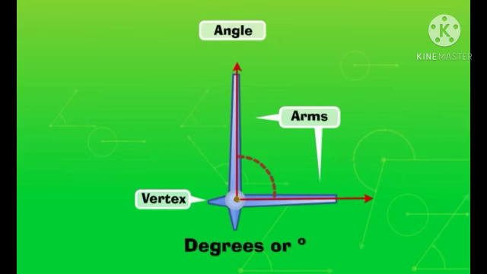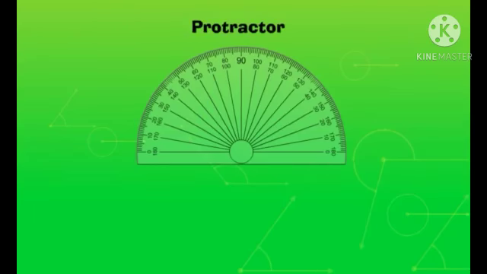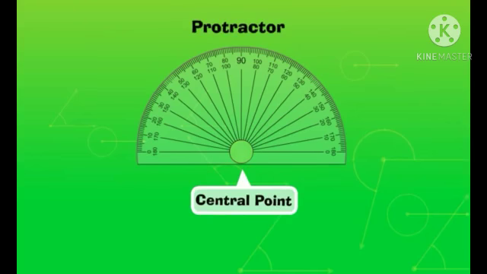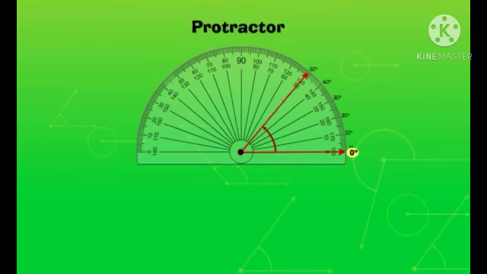We measure angles in degrees. To measure an angle, we use an instrument called a protractor. It is in the shape of a semicircle. The midpoint of its horizontal edge is called its central point. The angle at the center is divided into 180 equal small divisions.